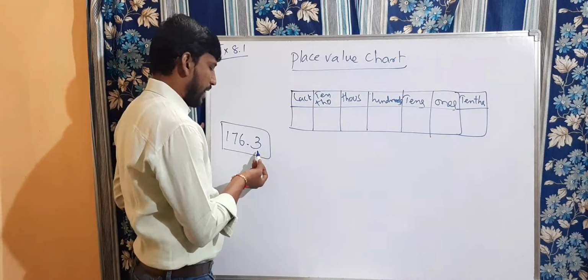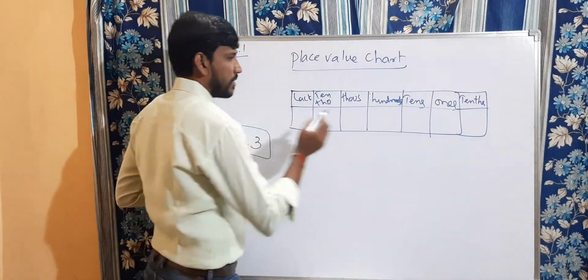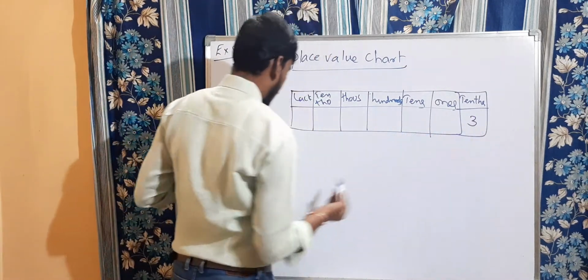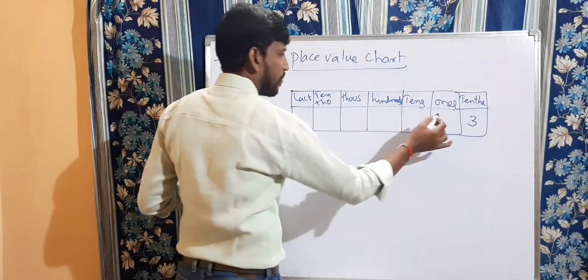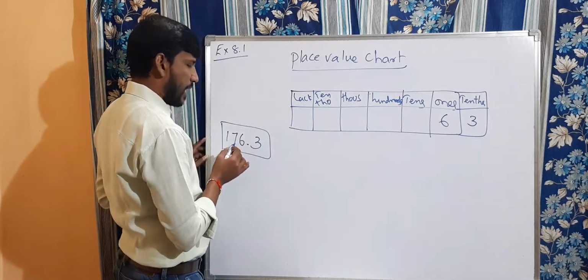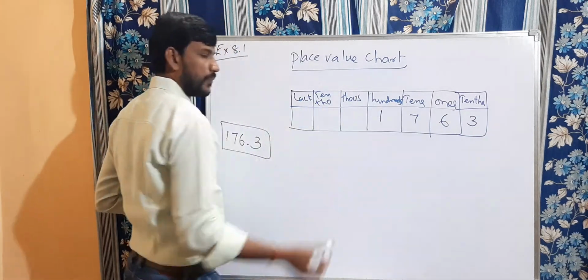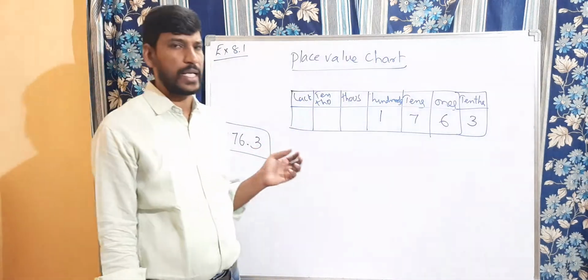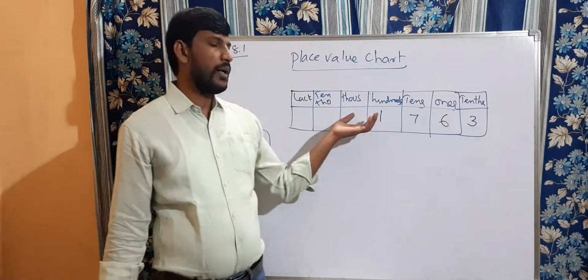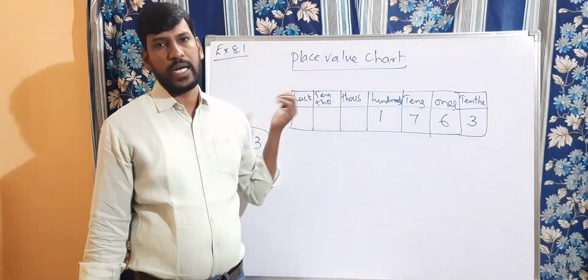So start from the right hand side. First of all, 3 is there, that is 3 tenths. How many ones are there? 6 ones are there. How many tens are there? 7 are there. How many hundreds are there? 1 hundred is there. This is the process to represent a decimal number on the place value chart.